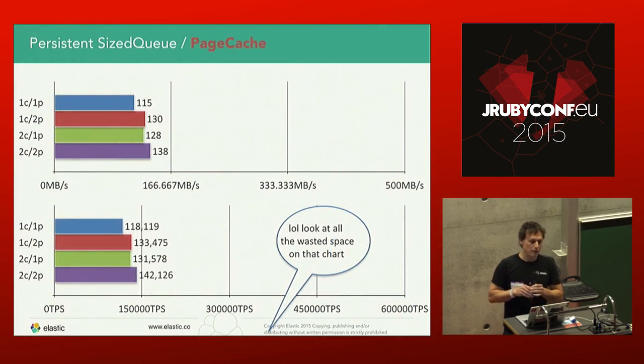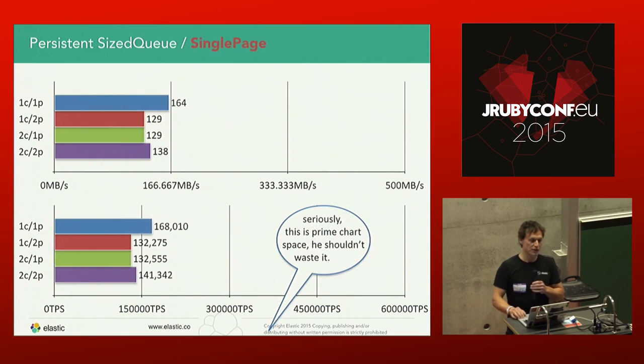OK, so what do we get? With page cache, we have one consumer, one producer; one consumer, two producers; two consumers, one producer; and two consumers, two producer threads to try different strategies. So we pop and push in those queues. We get approximately 100-ish megabytes per second in terms of throughput with a size queue, or between 100,000 and 150,000 transactions per second. With a single page, we get a little bit faster, especially in the one consumer, one producer case.